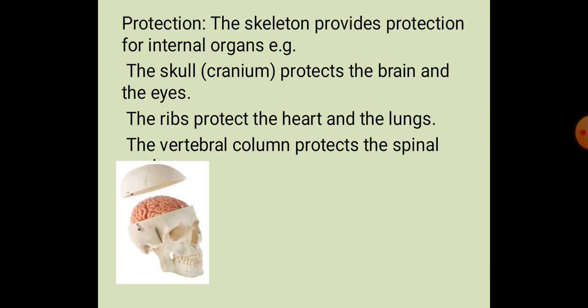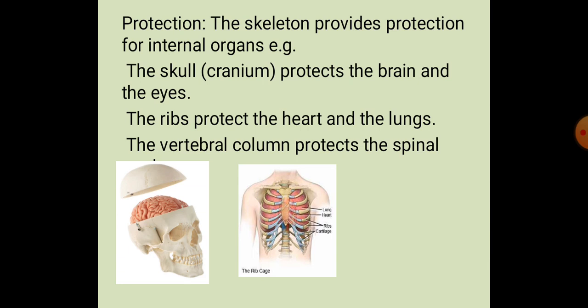Now, I want you to tell me, from the picture you are seeing on the screen, where is the brain? Yes, the brain is right inside the skull. The skull serves as protection to the brain. Where are the lungs and the heart? They are right behind the ribs. As you can see, the ribs protect the lungs and the heart.